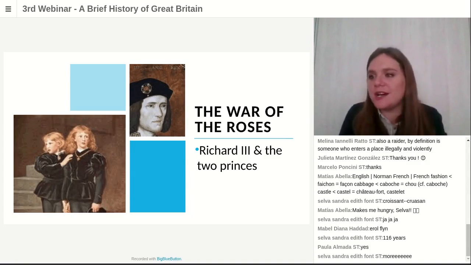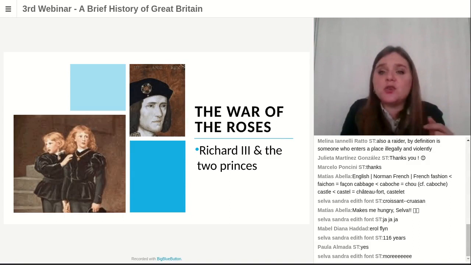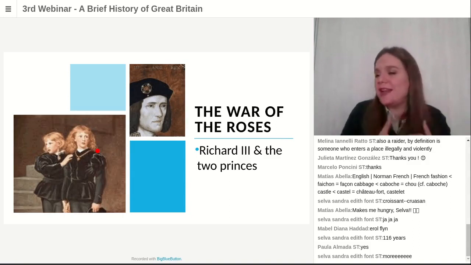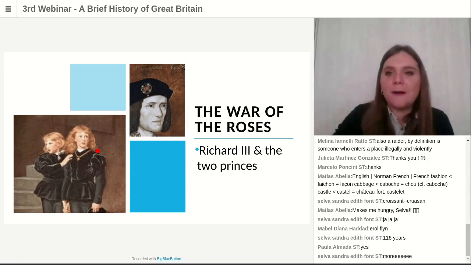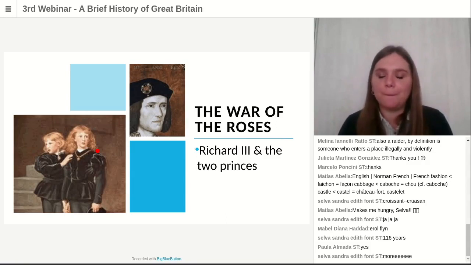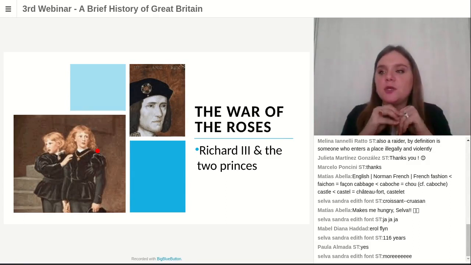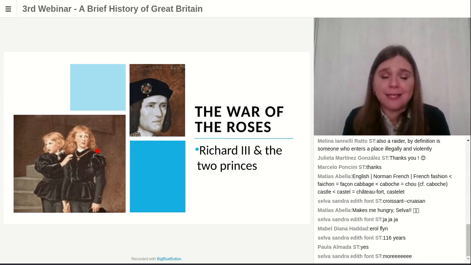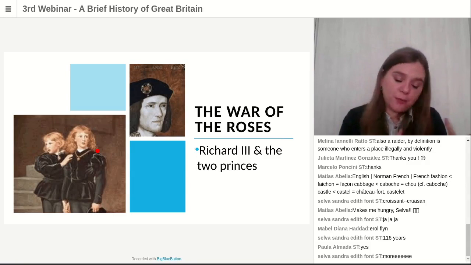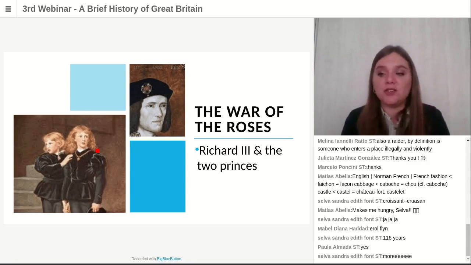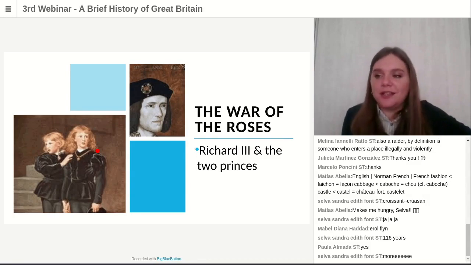What happened? His brother Edward died, leaving two young princes, as we can see in this portrait. This is a later portrait of the princes, of course. They lived with their mother when their father died, but Richard, the brother of the king, said, no, I'm going to take the kids with me. So he took the kids from their mother, and he went on to rule England. He was crowned King of England only a couple of months after his brother had died.